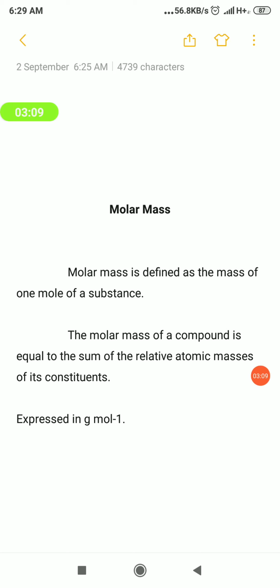Very simple one. Once again, let me tell you what molar mass is. Molar mass is defined as the mass of 1 mole of a substance, and it can be calculated by adding the relative atomic masses of the constituents of the molecule, and its unit is gram per mole. Okay, so molar mass is over. Next we are going to see about molar volume. Molar volume is also a very easy and simple one.